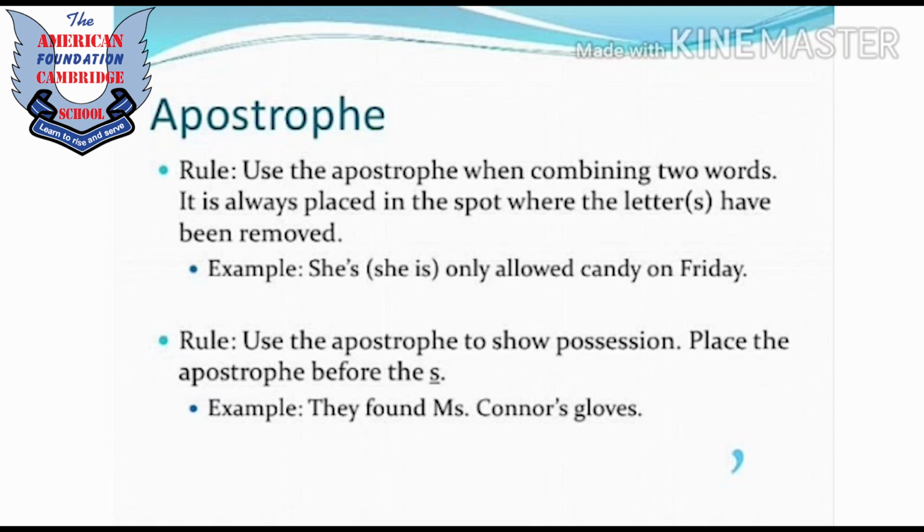The second condition where we can use apostrophe is to show possession. Possession means something that belongs to somebody, something that exclusively belongs to somebody. Like for example, when you come to school, the uniform, your bag, your stationery, that is your possession. That does not belong to anyone else, not even your siblings, only to you. Check the example here. They found Miss Connor's gloves. So whose gloves are those? Miss Connor's. That's why we are adding S at the end of Miss Connor's name. This is how we are going to use apostrophe for the possessions.